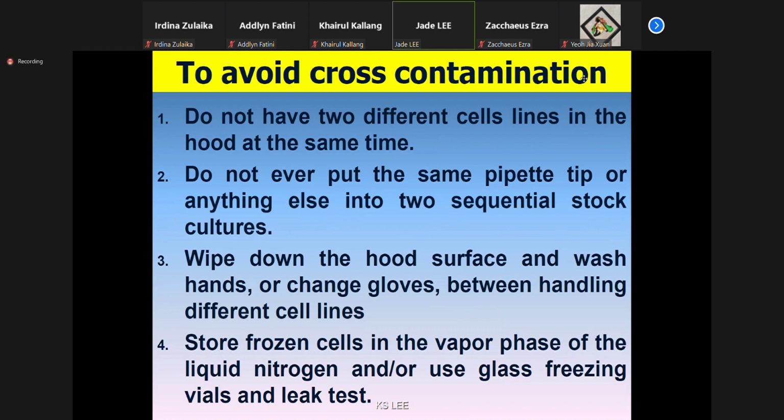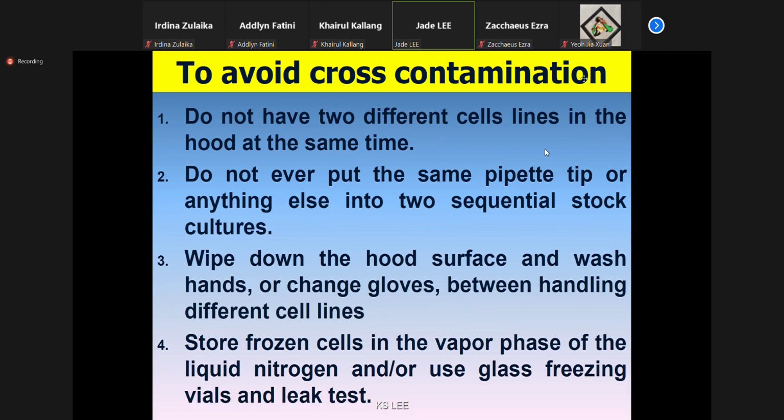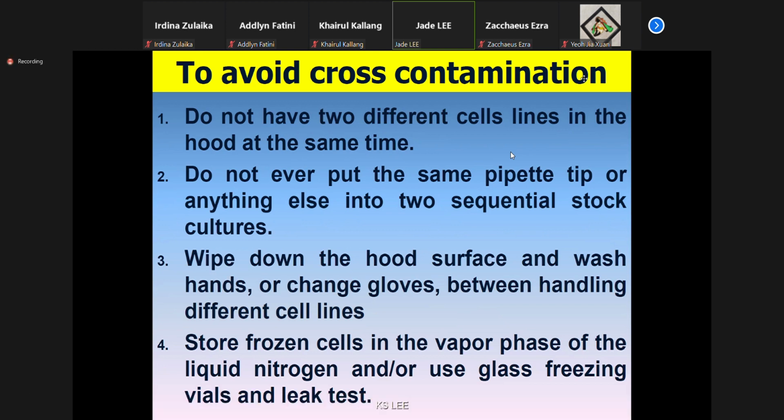Number 3 is wipe down. Wipe down the hood surface, wash your hands, and change your gloves between handling different cell lines. Don't save the gloves. If you need to change, you need to change them. Especially if you're handling different cell lines, because the cell line may stick on your glove, and this may get into your other cell line. So be extremely careful when you're handling them.